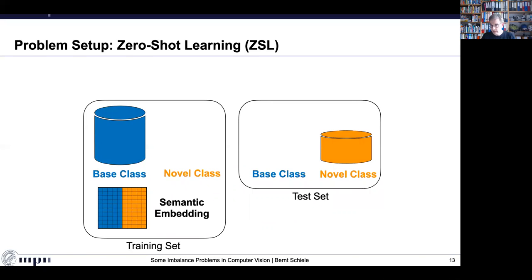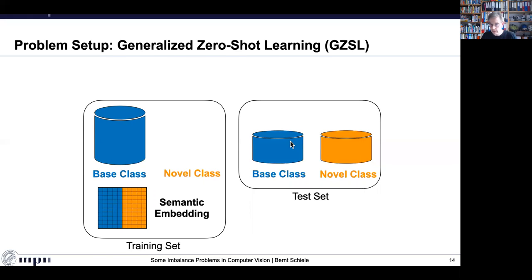So the test set, again, the classic one is that we don't have any base class images during testing. We only see the novel class performance. And again, I'll argue that we really should look far more frequently and more thoroughly at the generalized zero-shot learning case, where we also have test images from the base classes.